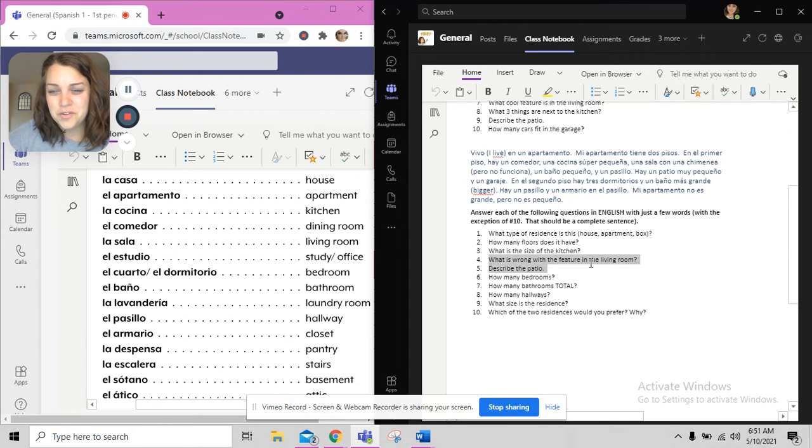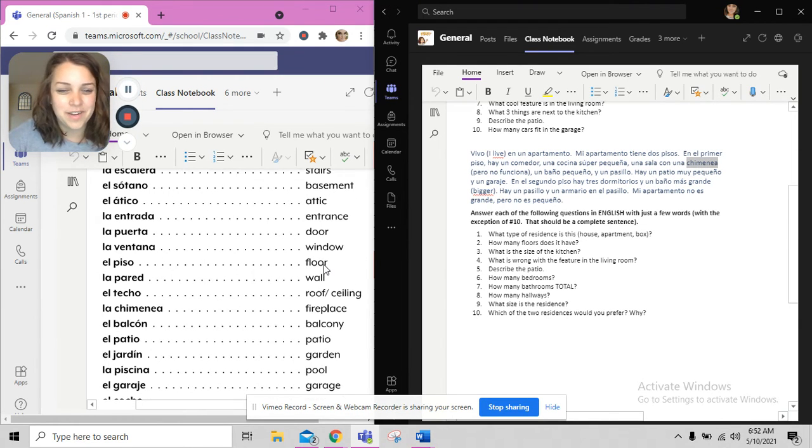Number 4, número 4, what is wrong with the feature in the living room? Okay, so let's see. So first, maybe you don't know what the feature is in the living room. So figure out what is in the living room first. So find the word for living room right here, la sala. So find the sala. And then what's the thing in the sala? Oh yeah, this weird word again, chimenea, for a fireplace, right?